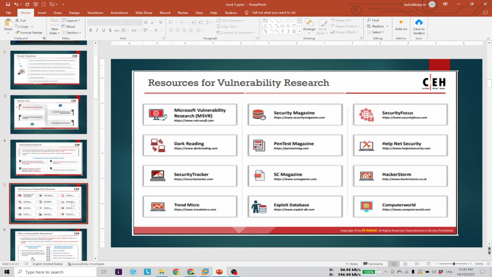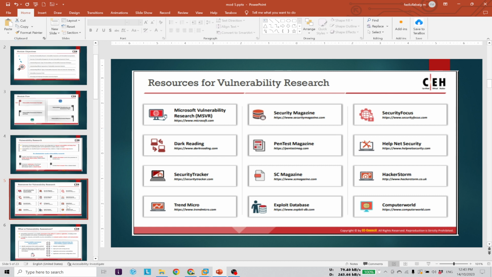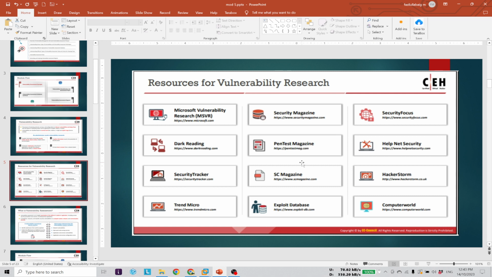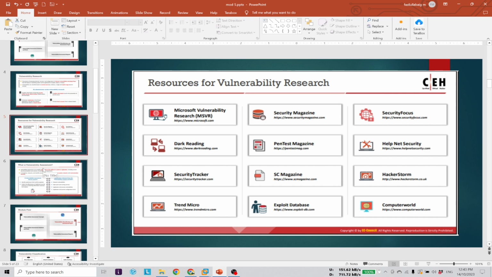In the next slide we can see resources for vulnerability research. These are researchers' websites where we can get a bunch of exploits. Here you can see the Exploit Database, where we get exploits for particular vulnerabilities. Other resources are also available, which give a brief explanation of how vulnerability assessment can be done, so we can understand in depth and get more information about particular vulnerabilities and how to exploit them. Okay, let's see the next slide.